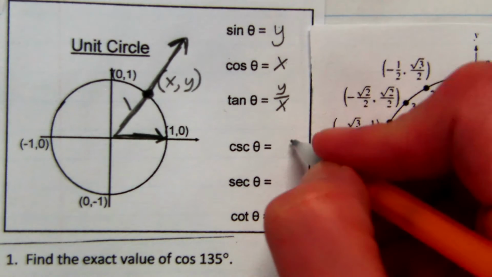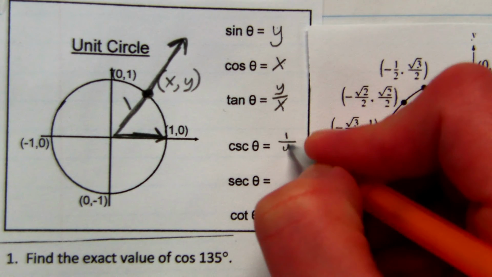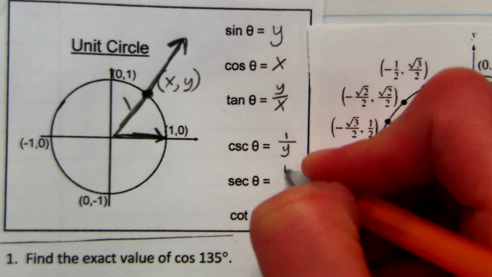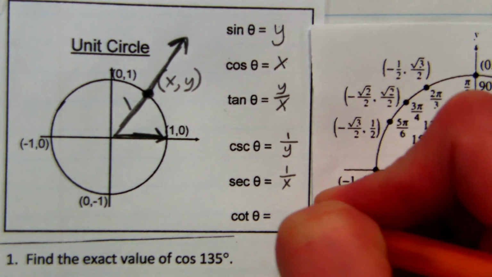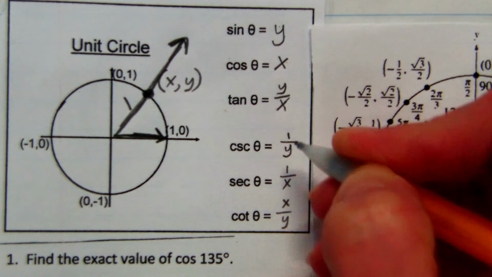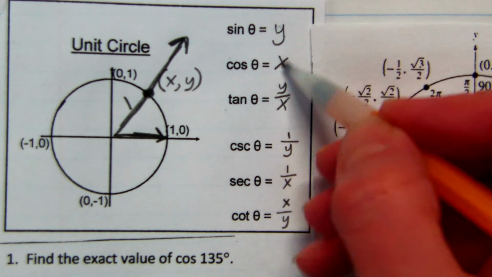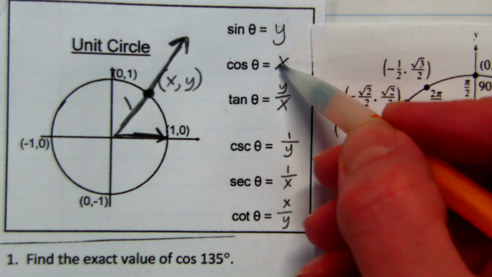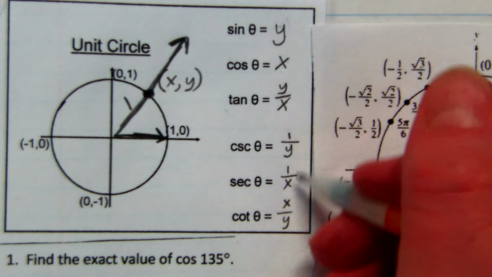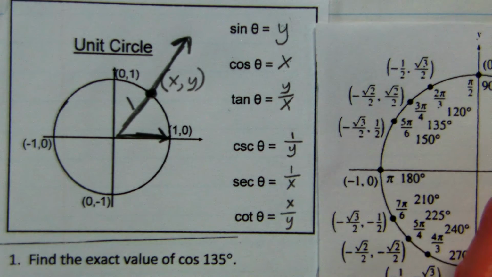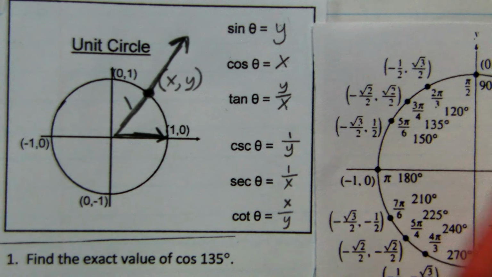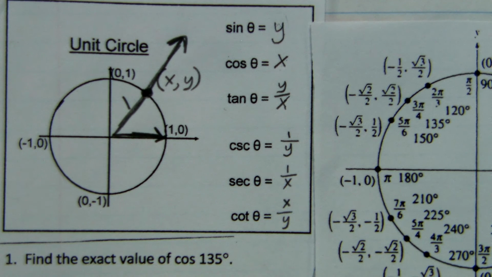And then cosecant would be the reciprocal, so 1 over y. Secant would be 1 over x. Cotangent would be x over y. And just keep in mind, if these happen to be some kind of weird fractions, because some of them are, these just mean reciprocals of whatever that is. Okay? So this makes this a lot easier to look at.